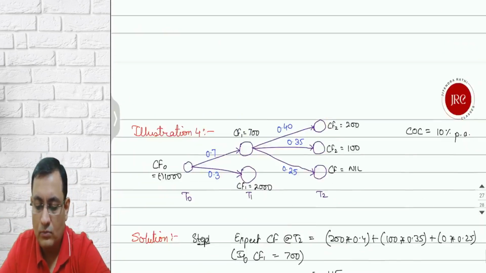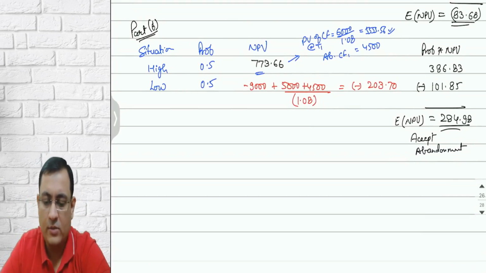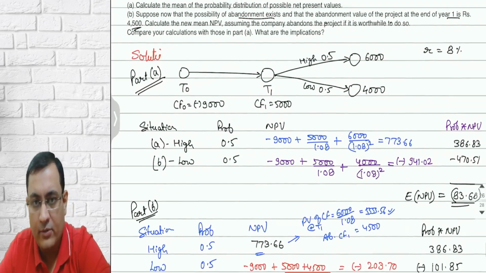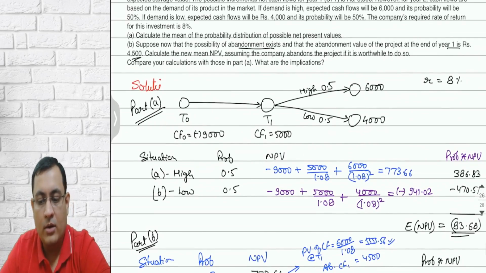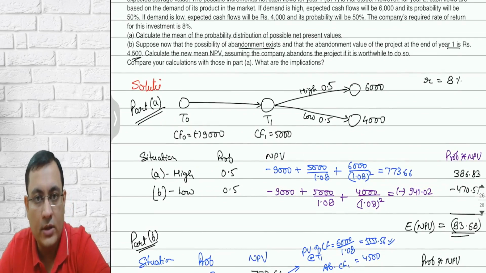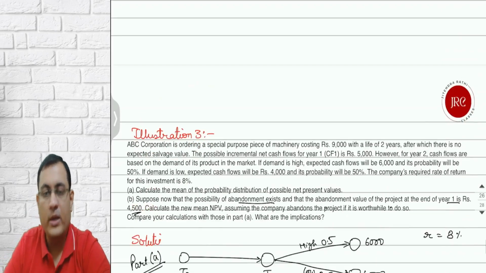So hopefully everyone understood the different types of real options and the different types of working with the decision tree. So with this, we are done with our learning module, capital investment and capital allocation. Thank you so much. Thank you everyone.